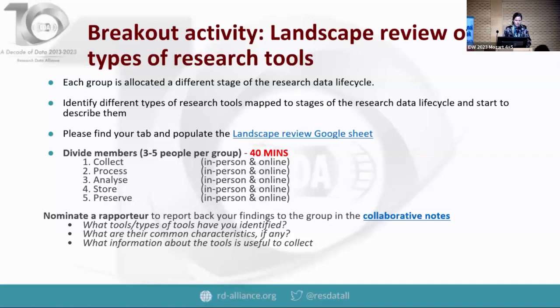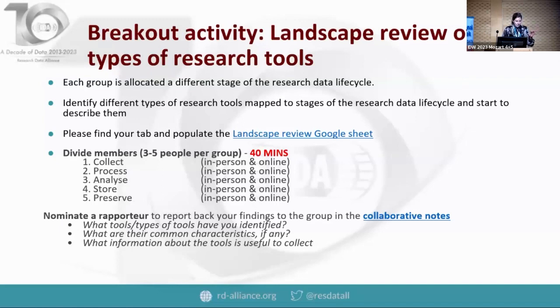Okay, so in person and online, the instructions for the next 40 minutes. I see that you've already started to create groups, which is great. We did say we wanted around 3 to 5 people, but if your group is bigger, that's also okay, whatever you feel comfortable with.